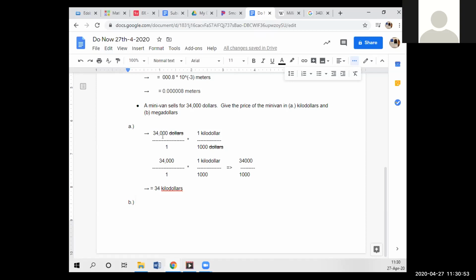So we're taking the same number, and we're going to put it over 1. All right, so 34 kilodollars. Wait, $34,000, right? All right, hold on. We're going to put it over 1. $34,000. And next, we need to multiply it by some other equivalent fraction.